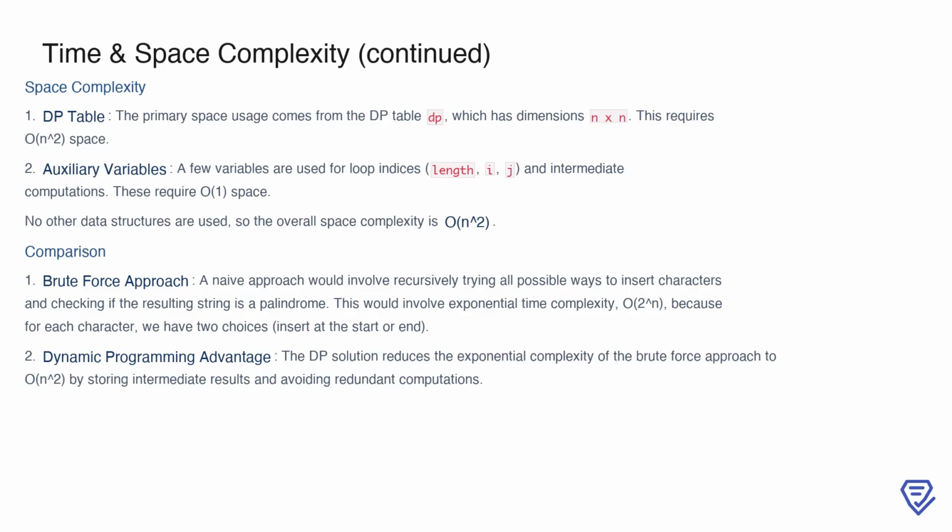When comparing this dynamic programming solution to a brute force approach, the difference is striking. A naive method would involve exploring all ways to insert characters and checking if the resulting string is a palindrome. This approach has exponential time complexity, 2 to the power of n, as each character introduces two choices. Dynamic programming, on the other hand, avoids redundant computations by storing intermediate results, reducing the time complexity to n squared, while maintaining the same space complexity.